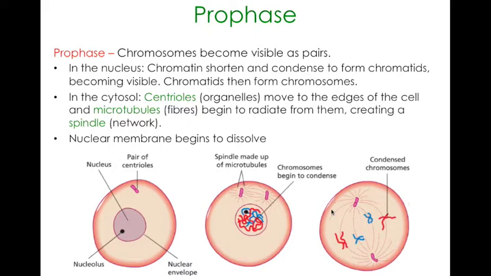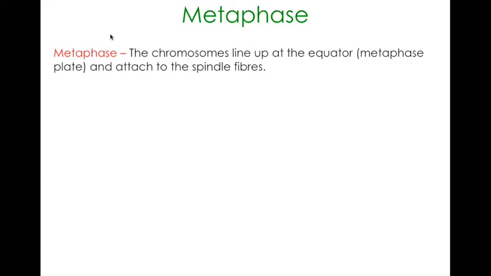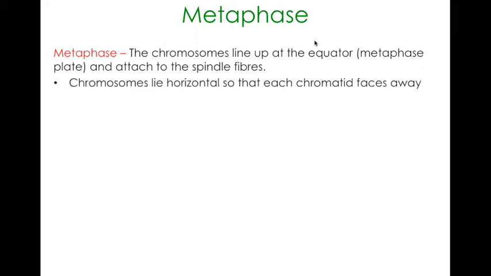Okay, when the cell then enters metaphase, the chromosomes, which are now visible, will line up at the equator, the midsection of the cell, and they attach to the spindle fibers. These chromosomes actually lie horizontally because they're getting ready to split in half, so that each chromatid faces away from the other and towards the centrioles, which are lying at the poles.